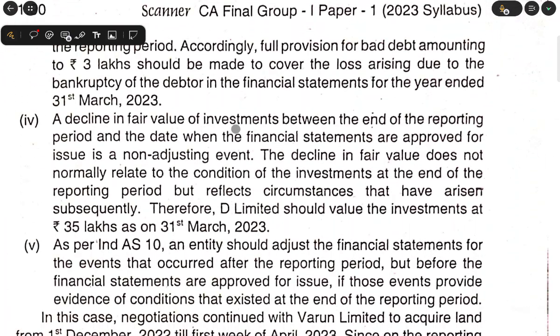Decline in fair value of the investment between the end of the reporting period and the date the financial statements are approved for issue is a non-adjusting event. The decline in fair value does not normally relate to the condition of the investment at the end of the reporting period, but reflects circumstances that have arisen subsequently. Therefore, D Limited should value the investment at 35 lakhs on 31st March.